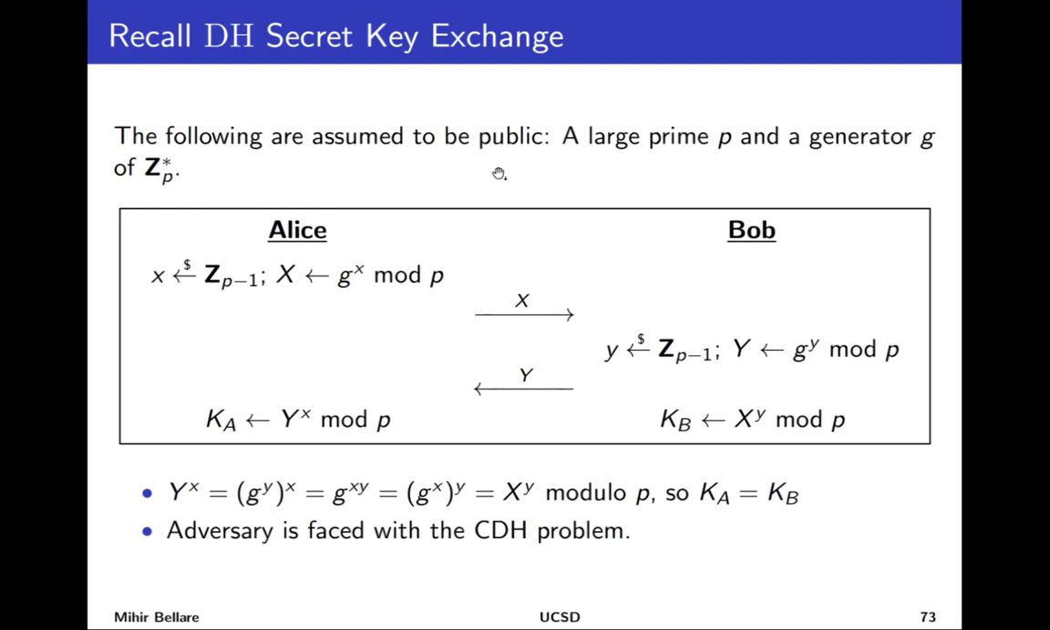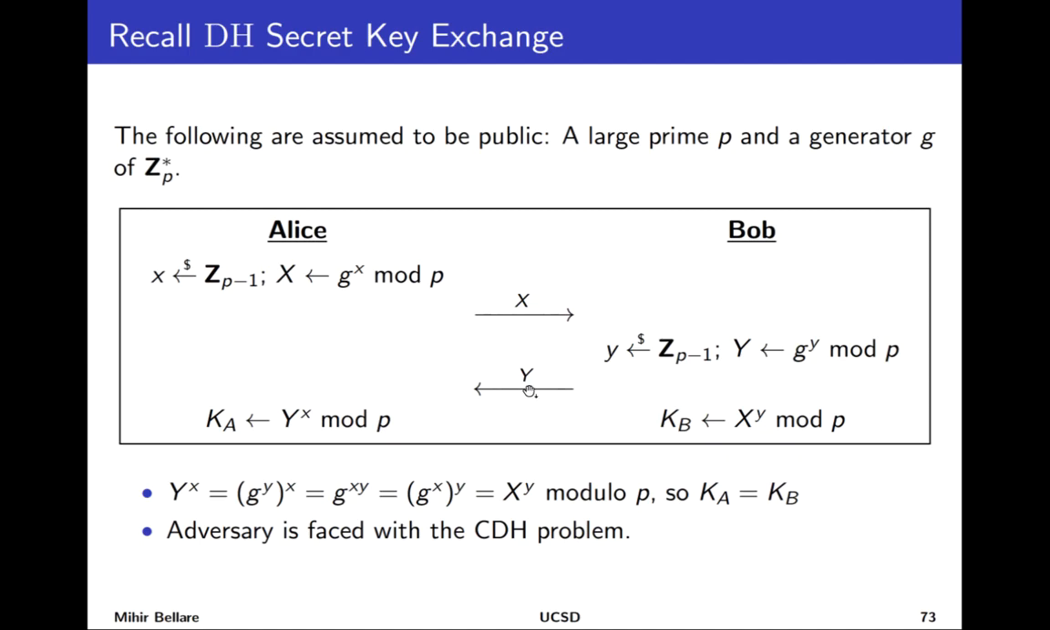So remember, the protocol says that a prime P is public and a generator G of ZP star is public. Alice picks a random exponent, little x, in the range 0 to p minus 1, because that's the order of the group ZP star, and then raises g to the power little x, mod p, to get back big X, and sends big X over. Bob likewise with y, sends big Y over.